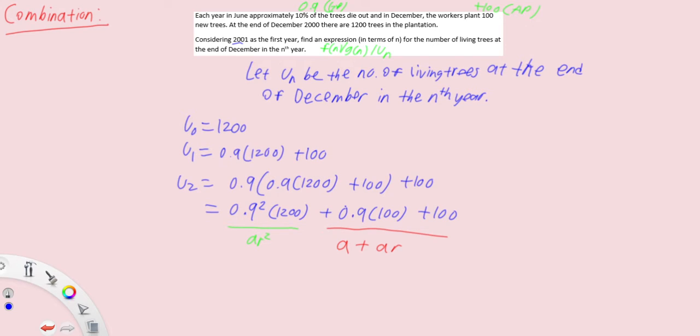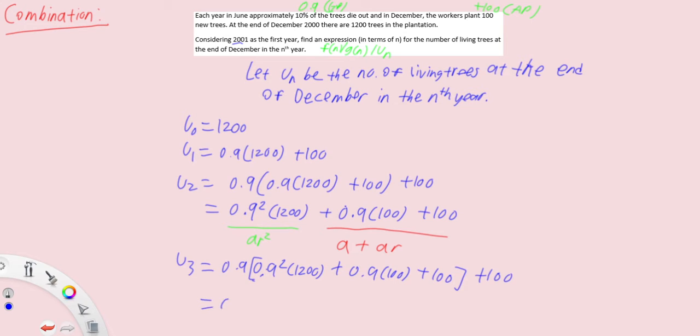Now, if we continue this trend, you notice that if we do U3, you put 0.9, then 0.9 square, 1,200 plus 0.9, 100 plus 100 plus another 100 outside, because basically what I did was 90% of the trees die out. So, sorry, 10% of the trees die out, so 90% is whatever is remaining. So this is U2, right? This whole thing is U2. Then you add another 100.